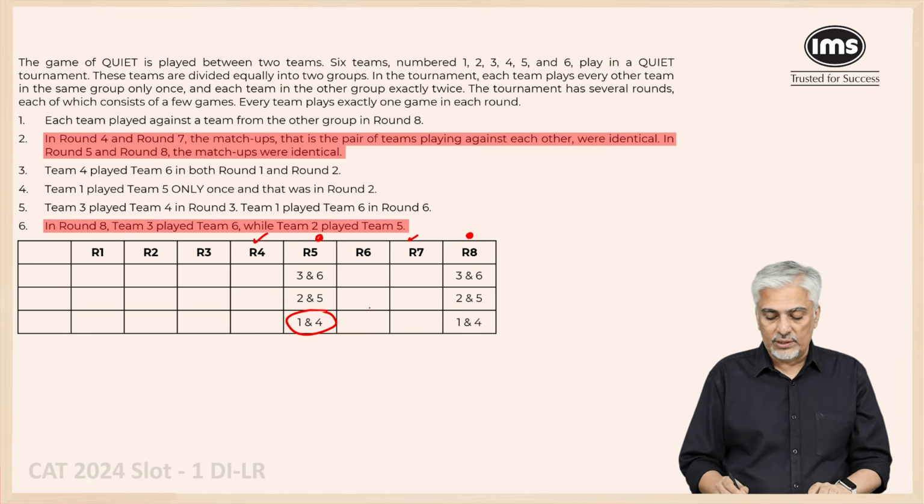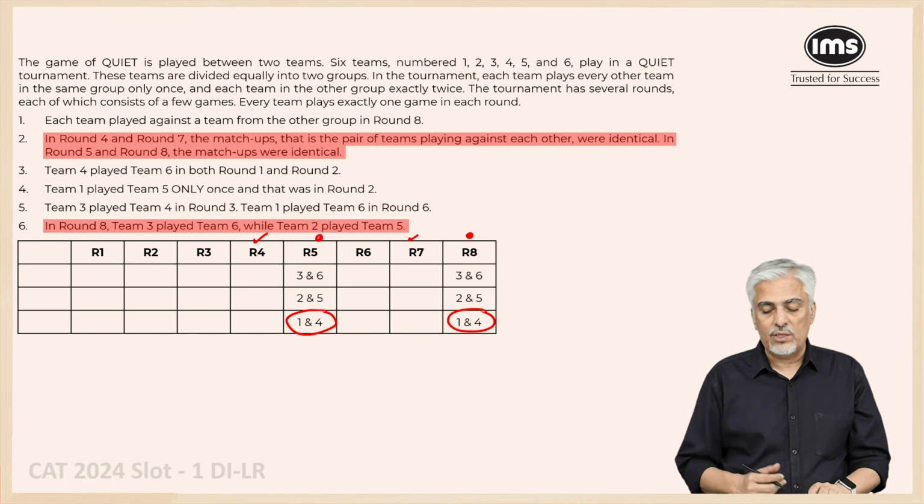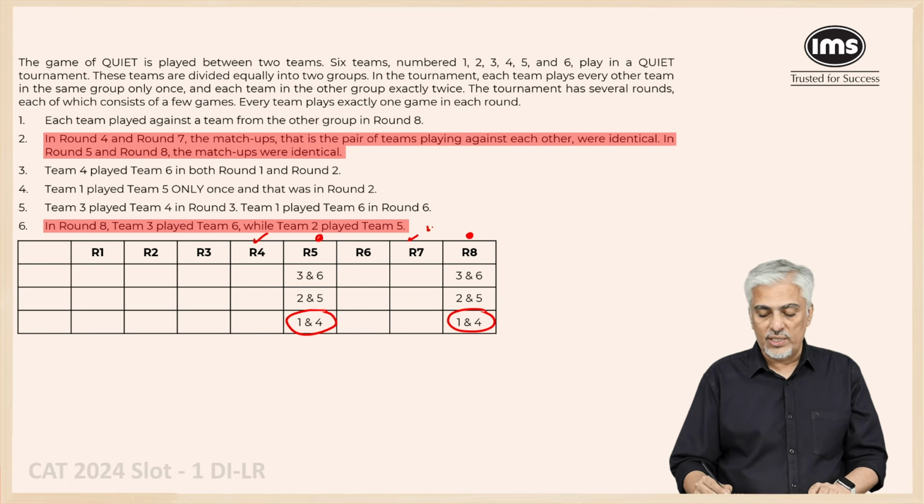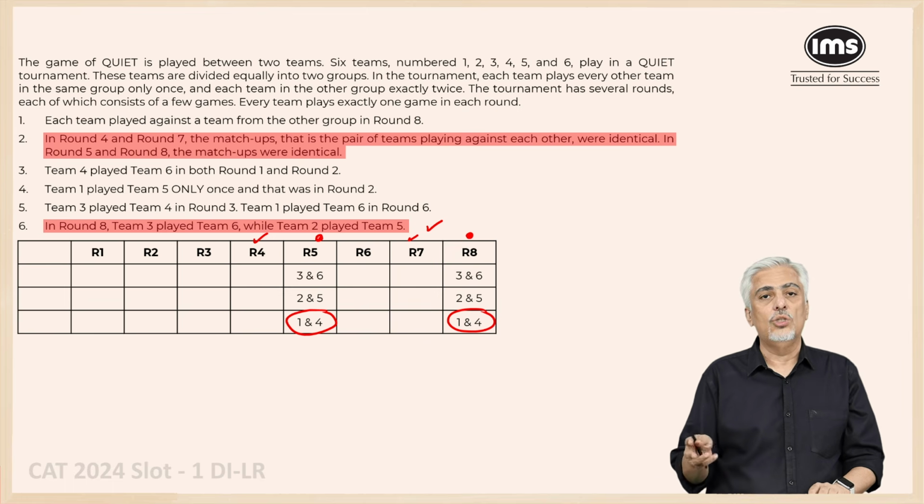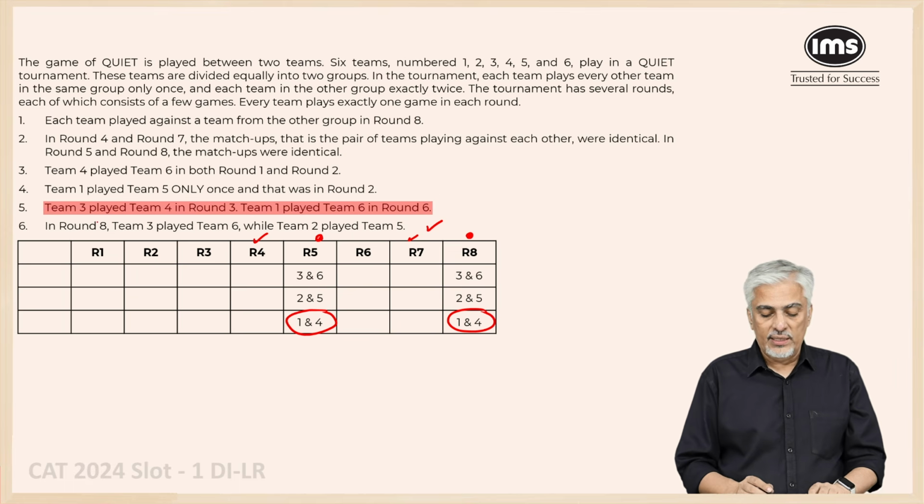And this was the second question. Round 5, 1 plays whom? That is why I said that was such a direct question. Just read one statement and you already got the second question also. So, out of the 5 questions, you've already got 2 questions. Now, let's go to the next one. Team 3 played team 4 in round 3. So, in round 3, 3 and 4 have played.